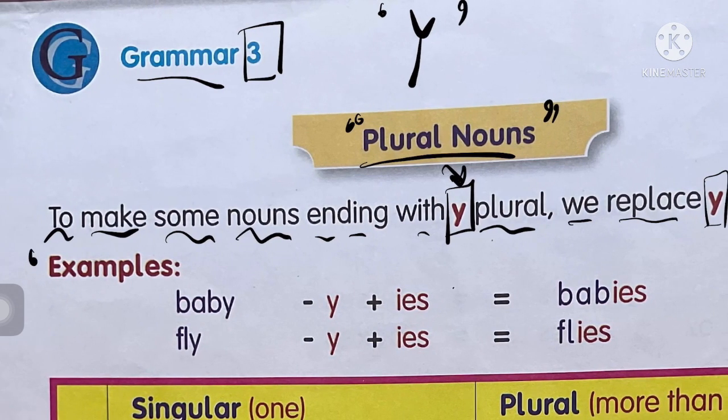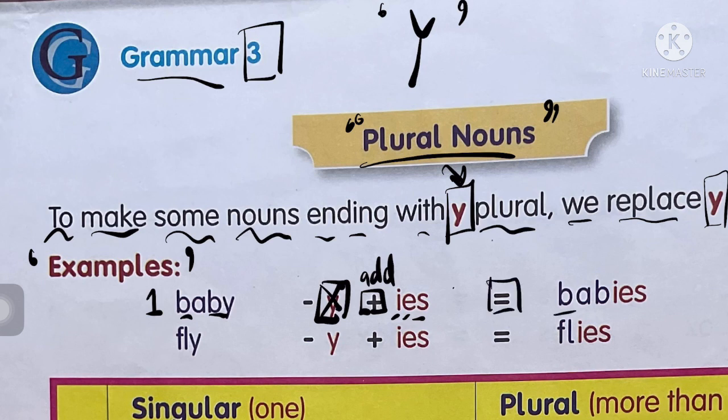Look here, for example, the first one: baby. Baby, we remove y, no y, then we add, which means plus, i-e-s, and it becomes babies. Now look at number two: fly. We remove y, no y, we don't need it, and then plus i-e-s equals flies.